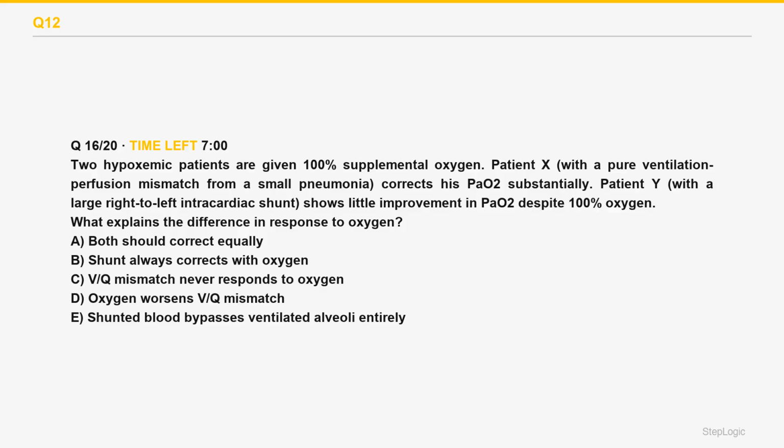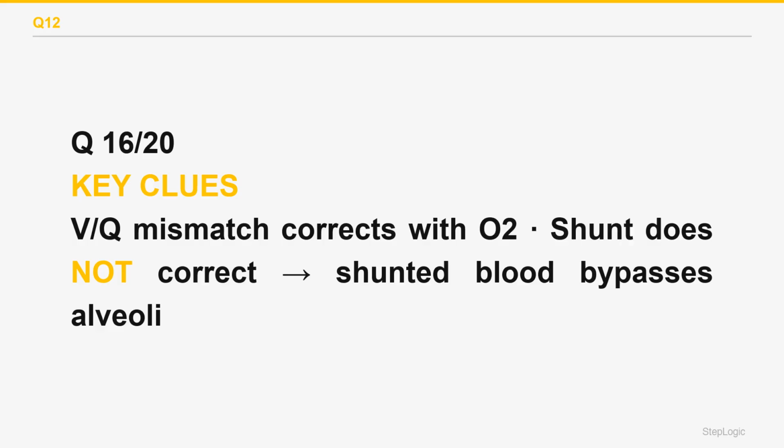V/Q mismatch corrects with O2. A true shunt does not, because shunted blood bypasses ventilated alveoli. The response to 100% oxygen distinguishes a V/Q mismatch from a true shunt. A V/Q mismatch is oxygen responsive because the alveoli are still ventilated, just poorly matched to perfusion. Giving 100% oxygen raises the oxygen in those ventilated units enough to substantially correct the PaO2, so V/Q mismatch is oxygen responsive.